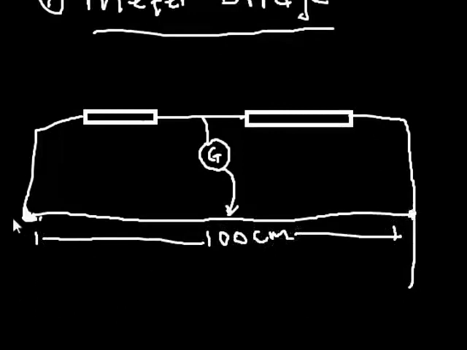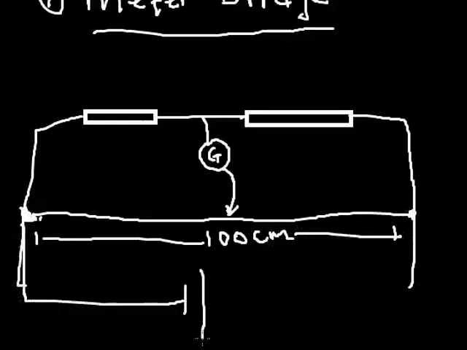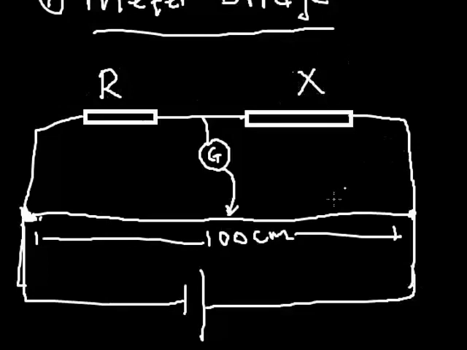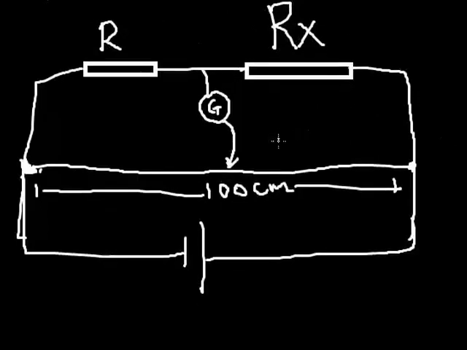Now don't forget that I have to supply voltage to the network. Let's say this is a resistor R that is known. Let me use Rx to represent the resistor that is not known. I will use this galvanometer as I set up the connection, touching each point of this 100 cm wire. It's a resistance wire known as constantan wire.